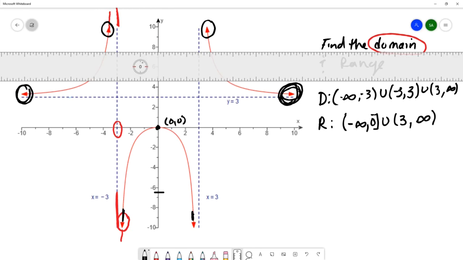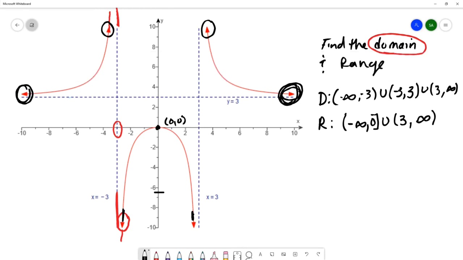So we have, for the domain of this function, negative infinity to negative 3, union with negative 3 to 3, union with 3 to infinity. And for our range, that's negative infinity to 0, including 0, union with 3 to infinity.